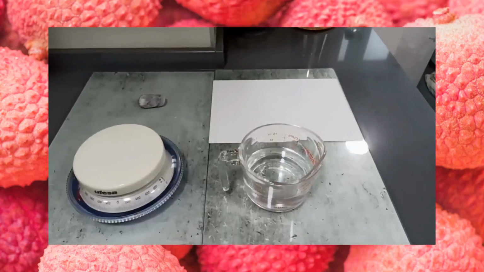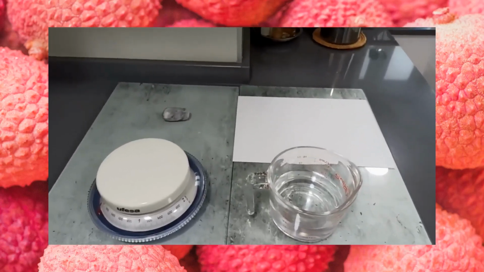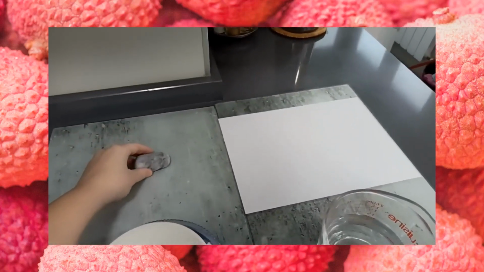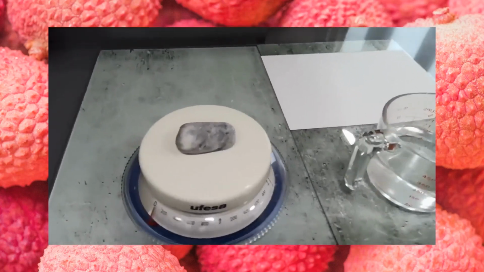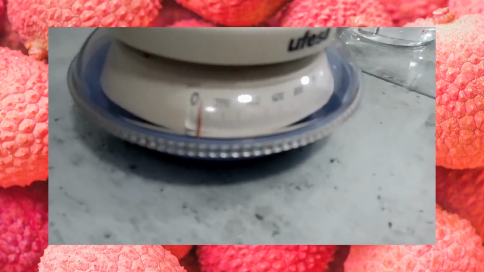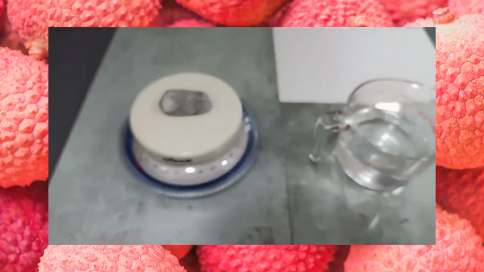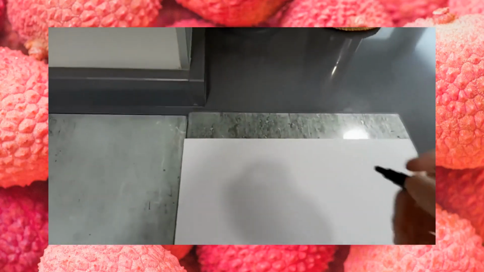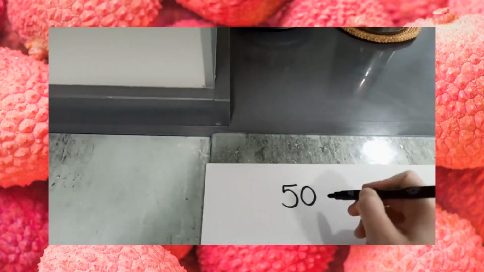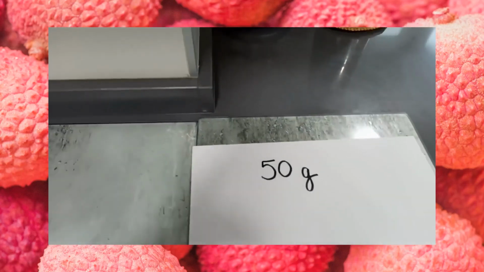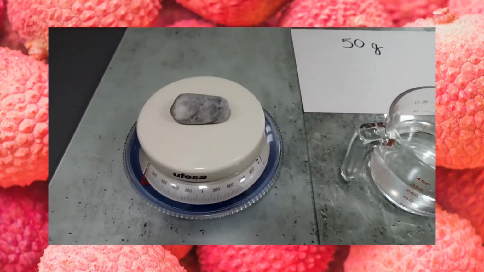Now we are going to see how to calculate density. So the first thing we need to do is to take the object we want to measure and calculate the mass of that object. So we are going to see that this stone has around 50 grams. So we take a paper and we write 50 grams. Now we are going to calculate the volume of that same object.